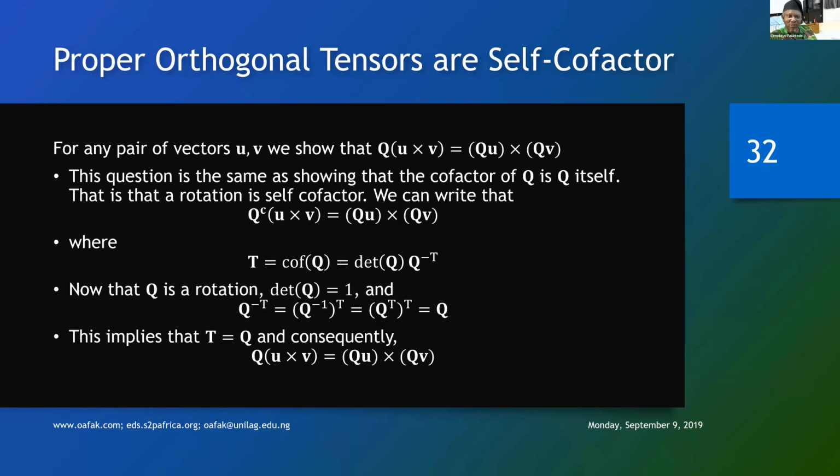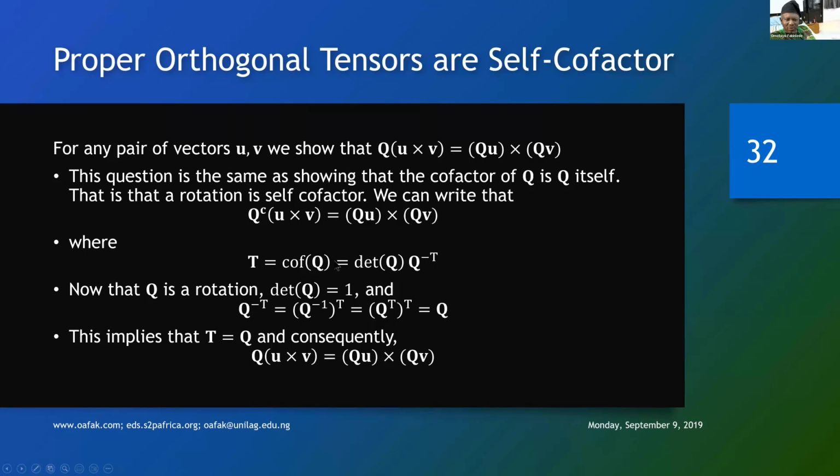So, for any pair of tensors, we want to show on this page that Q(U cross V) is the same as QU cross QV. This question is the same as showing that the cofactor of Q is Q itself. Now, all you need to do is to remember the definition of cofactor we have just come about.